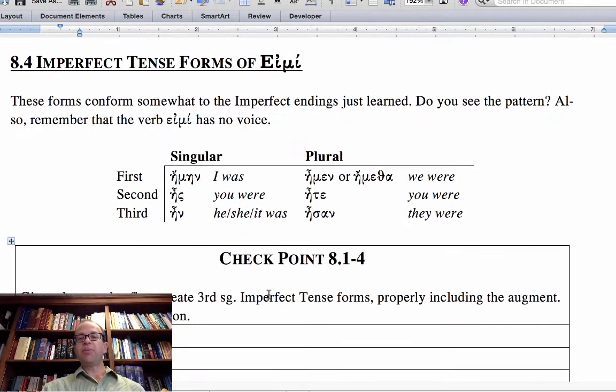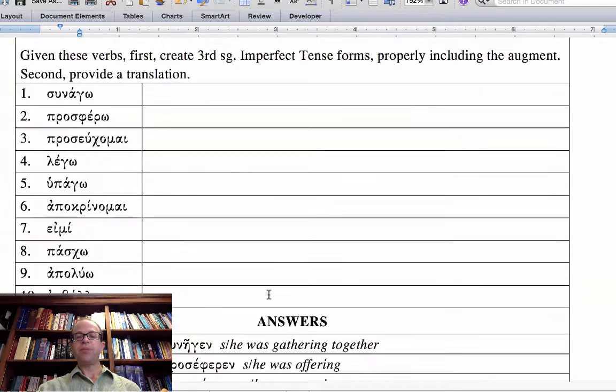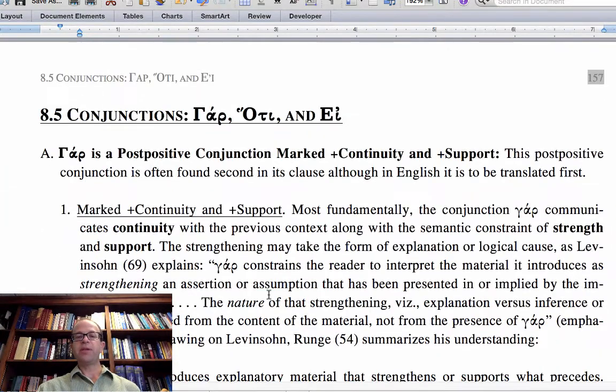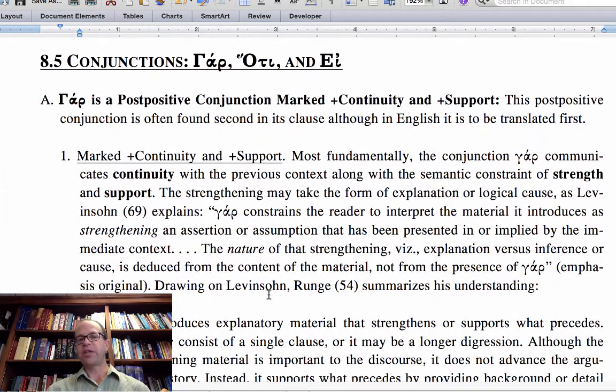Well, let's look at the imperfect tense forms of emi. And you just simply have to memorize these. Amen, ace, ain, amen, or possibly ametha, eta, asan. So these are the imperfect forms of the verb ami. Be sure to do the checkpoint and practice parsing.